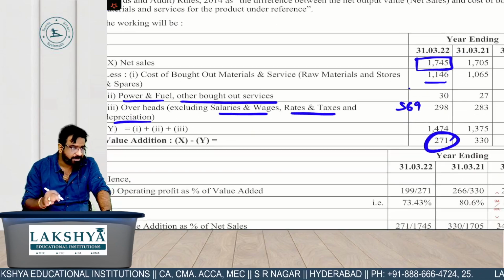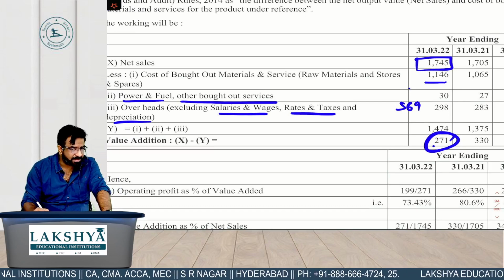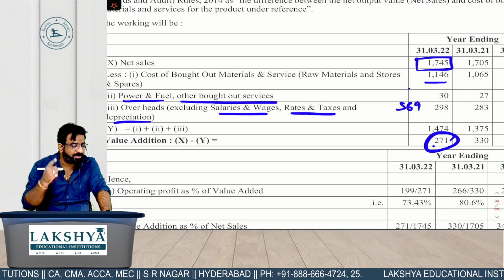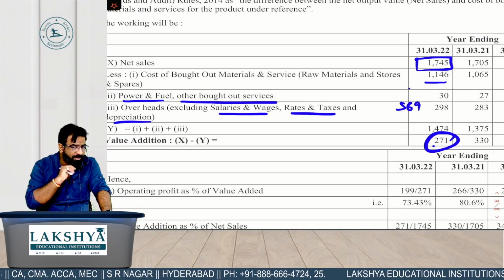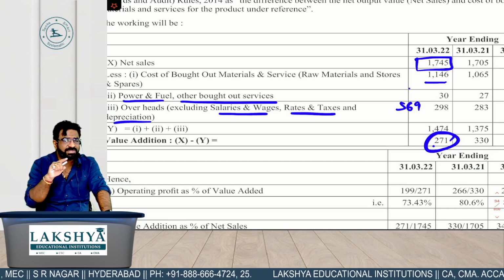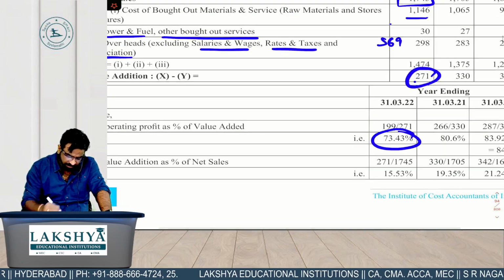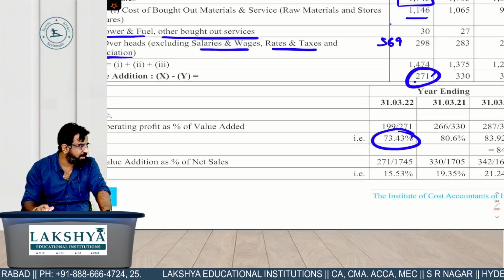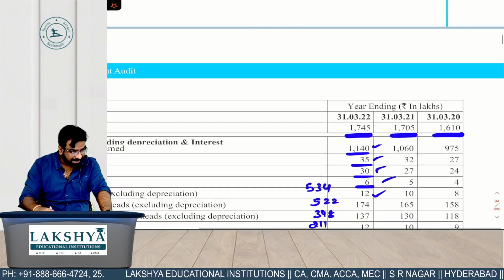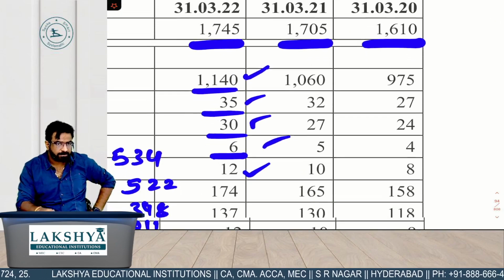आंसर इज 271. ठीक है, तो ये अपना वैल्यू एडिशन कितना आया? 271. ऑपरेटिंग प्रॉफिट कितना आया? नाउ परसेंटेज कैलकुलेट करो. 199 डिवाइडेड बाय 271 इंटू 100, 73.43%. दिस इज व्हाट यू हैव टू डू. नाउ डू वन थिंग, अभी क्लास में करो रिमेनिंग 2 years का. ट्राई टू डू इट.